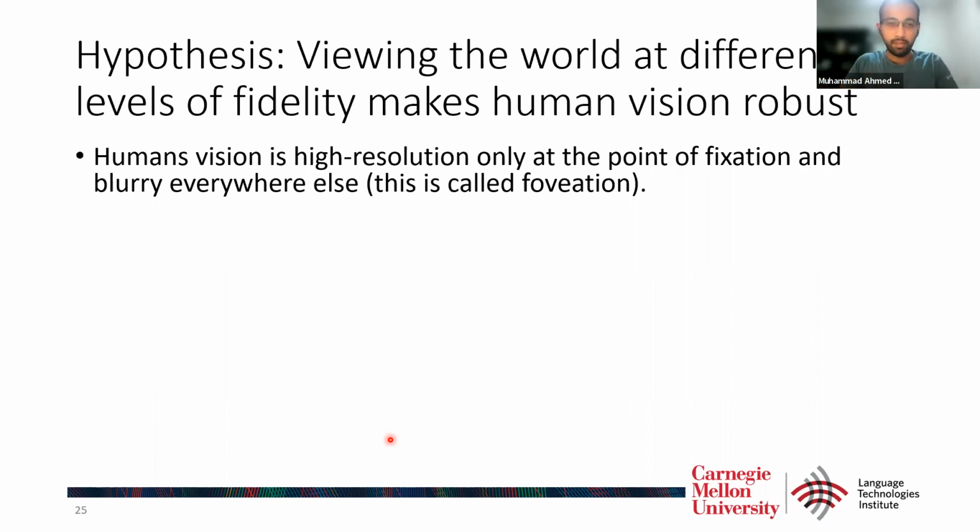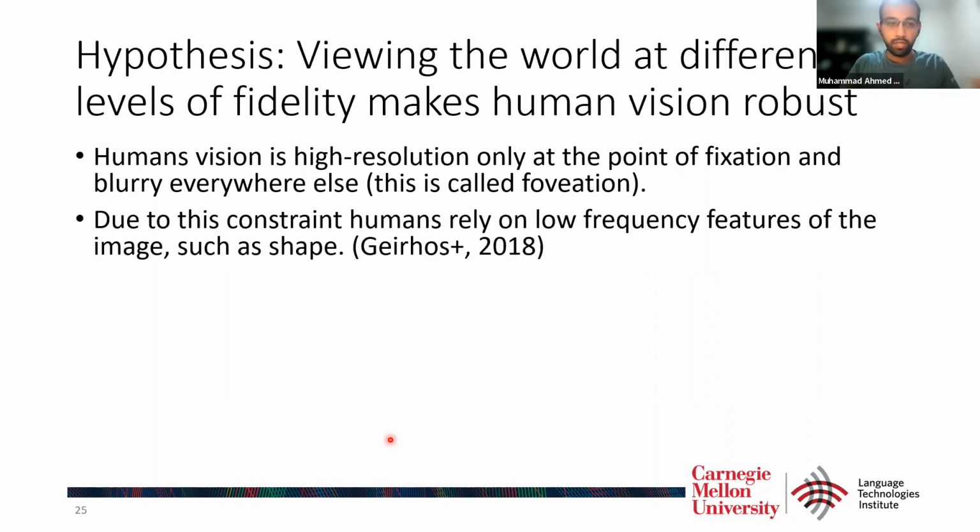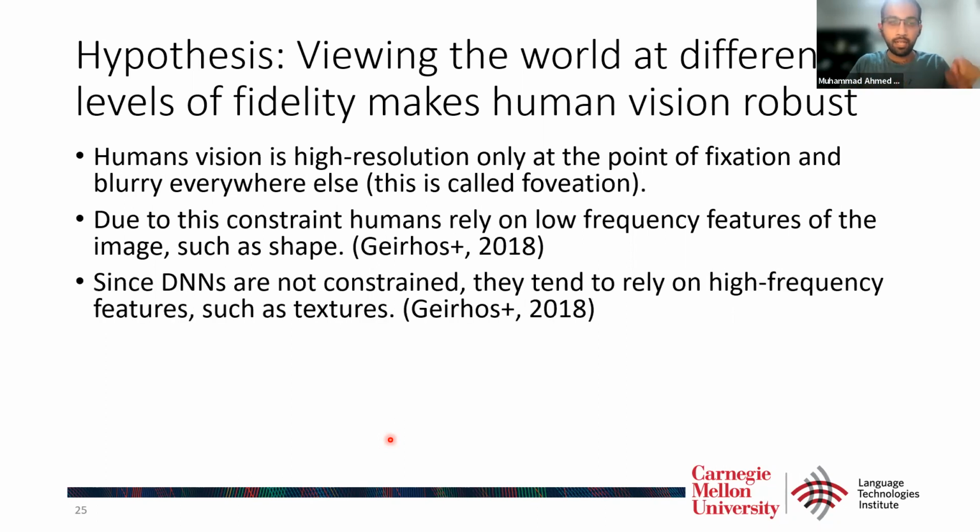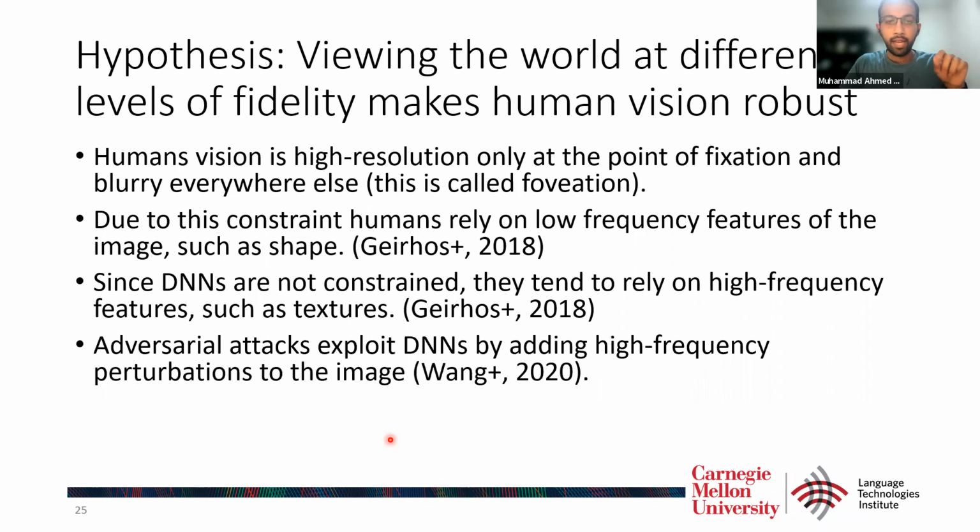We cannot even read things. And this phenomenon is called foveation. Due to these constraints, researchers have found that humans rely on low frequency features of images such as shape, whereas DNNs, which are not constrained in this way, tend to rely on high frequency features such as textures. And it has also been found that adversarial attacks against deep neural networks tend to exploit this high frequency region of images by adding perturbations or adding noise into those high frequency components.